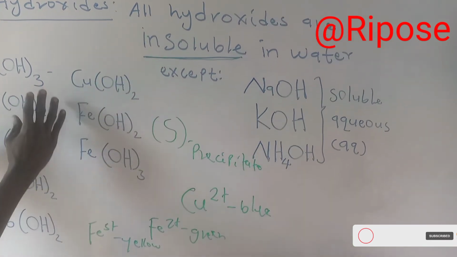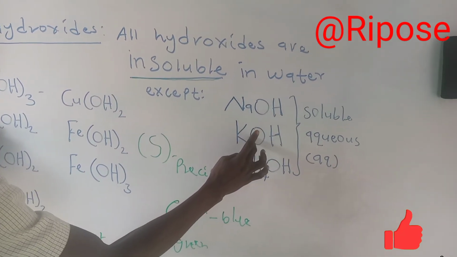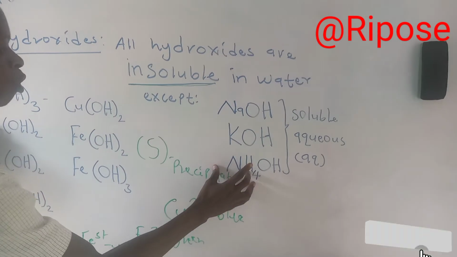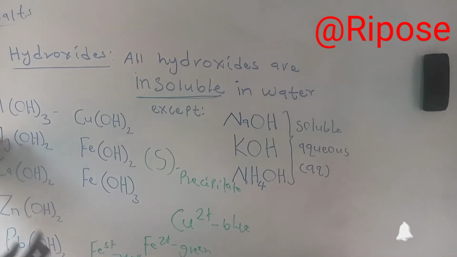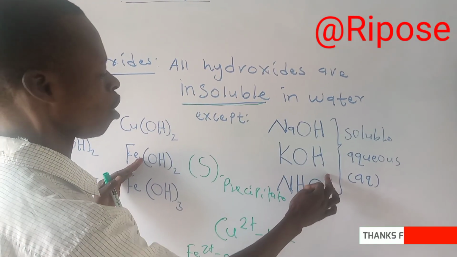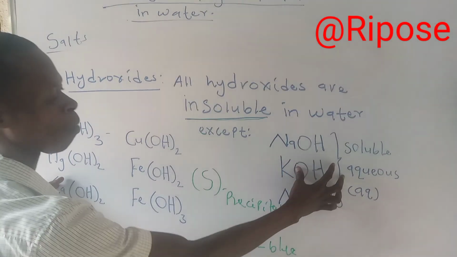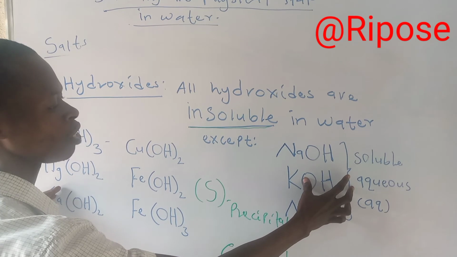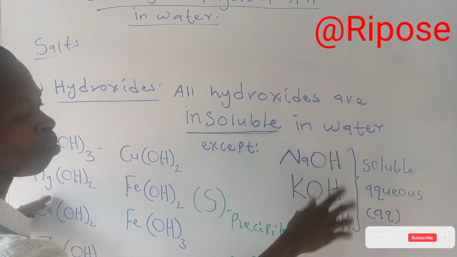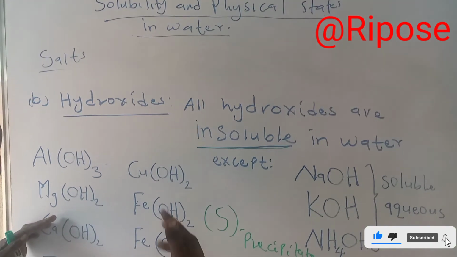Now, we have here the insoluble ones, and then the few that are soluble: sodium hydroxide, potassium hydroxide, and ammonium hydroxide. We are going to explain in the next video the reason why sodium hydroxide, potassium hydroxide, and ammonium hydroxide dissolve, but the rest are insoluble. Why the rest appear solid, while this series appears as aqueous, that is in water. We will explain the differences in solubility in the next video.